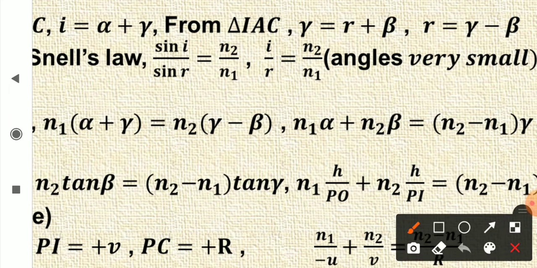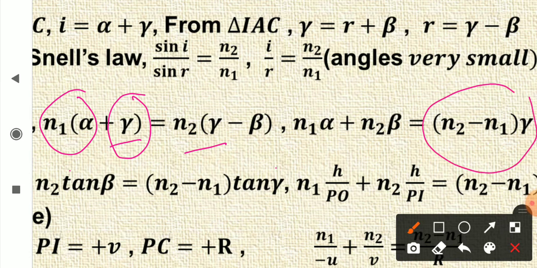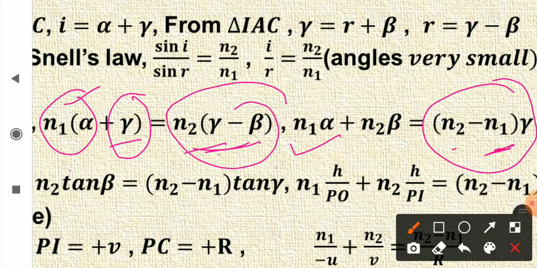Open the brackets and collect the terms of gamma. So you have gamma here and gamma here also. So collect the gamma. When you open up, you will get N1 alpha plus N1 gamma. Take N1 gamma to the right hand side and that will become negative. So the right hand side becomes N2 minus N1 gamma, and on the left side you are left with N1 alpha, and from the right side when you open up you will get N2 gamma minus N2 beta.